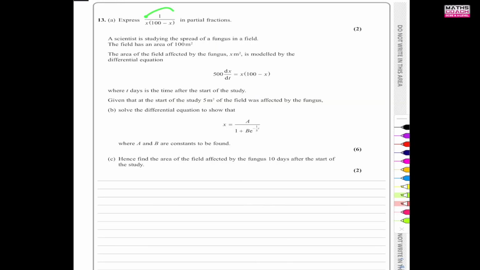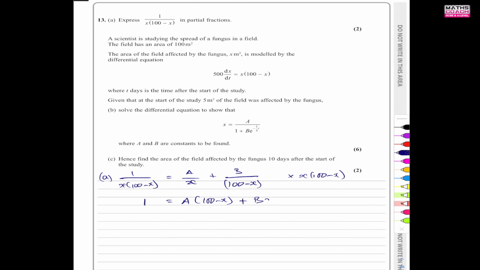Question A, express this as a partial fraction. Because the denominator is already factorized, 1 over x bracket 100 minus x, we can write this as a over x plus b over 100 minus x. So this means if we now multiply both sides by x bracket 100 minus x, then 1 equals a times 100 minus x plus b times x.